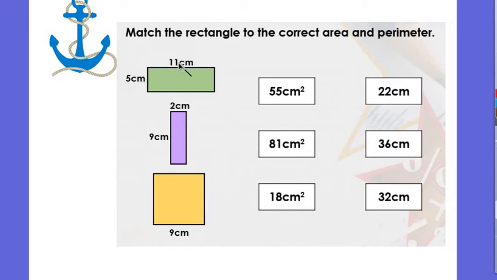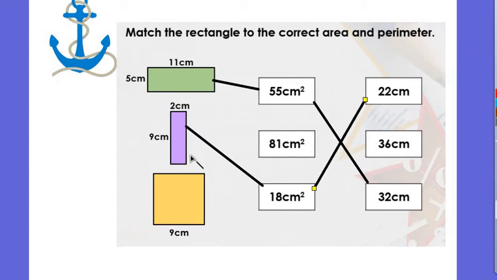So 5 centimeters and 11 centimeters. To work out the area, we just do length times width, and that's the inside. So that is 55. For the perimeter, you can either do 5 add 5, 11 add 11, or add them all up. So 5 add 11 is 16, and 16 times 2 is 32. 9 times 2 is 18, and then 9 add 2 is 11, times 2 is 22.